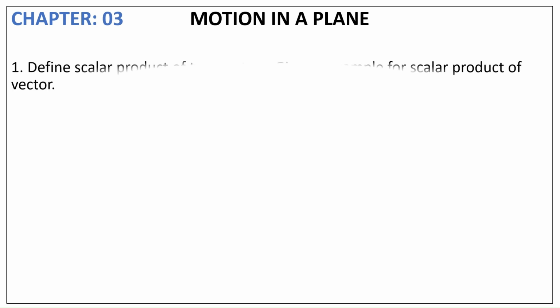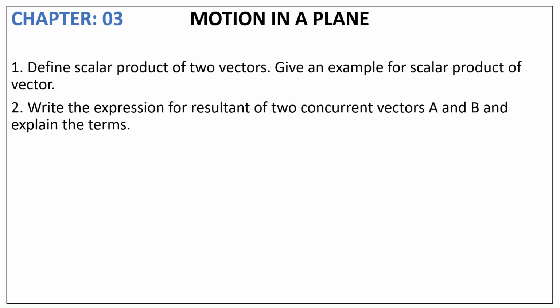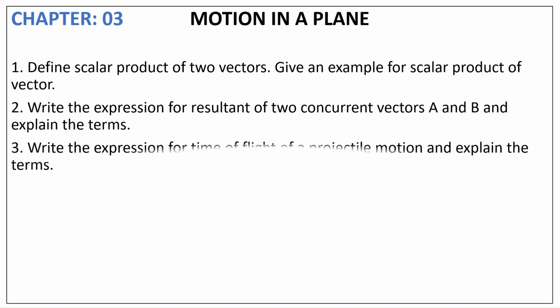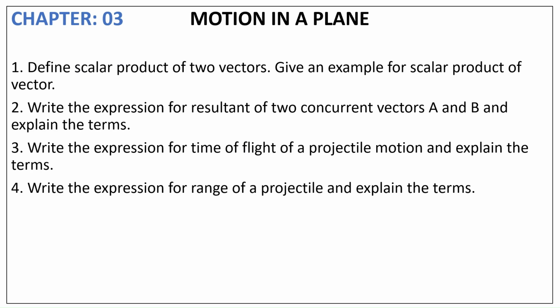Chapter 3. Motion in a plane. 1. Define scalar product of two vectors. Give an example for scalar product of vectors. 2. Write the expression for resultant of two concurrent vectors A and B and explain the terms. 3. Write the expression for time of flight of a projectile motion and explain the terms. 4. Write the expression for range of a projectile and explain the terms.